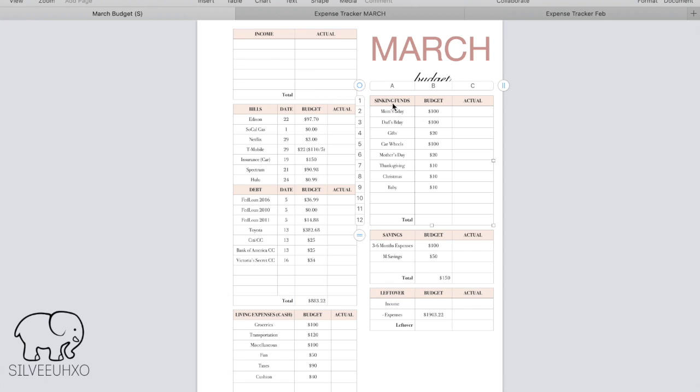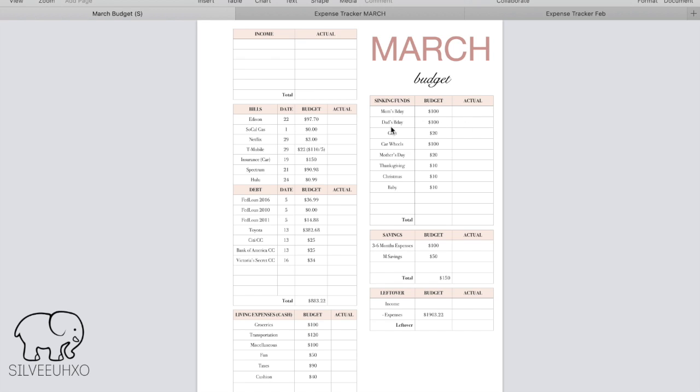So this box, our box number 4, is our better safe than sorry box, or our sinking funds. So in this one, I have budgeted for my mom's birthday, my dad's birthday, gifts. Just put money into a little envelope or something and budget for gifts for future birthdays, wheels for my car, Mother's Day, Thanksgiving, Christmas, and baby.